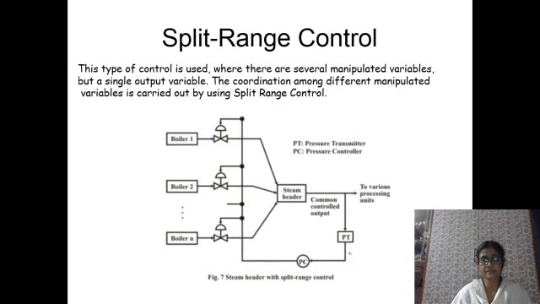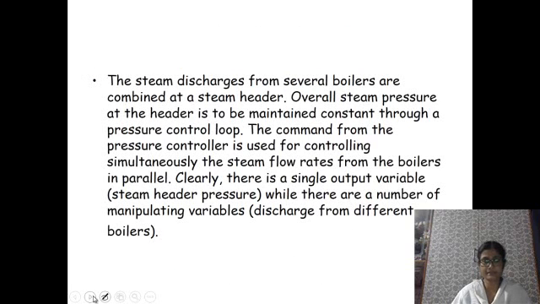That is, this is the transmitter. Steam header means pressure measurement, so there is a pressure measurement and a pressure controller, and that is divided or split to control the different boilers' outputs. So all the outputs are controlled using the same header, same controller. This is called a split range system.